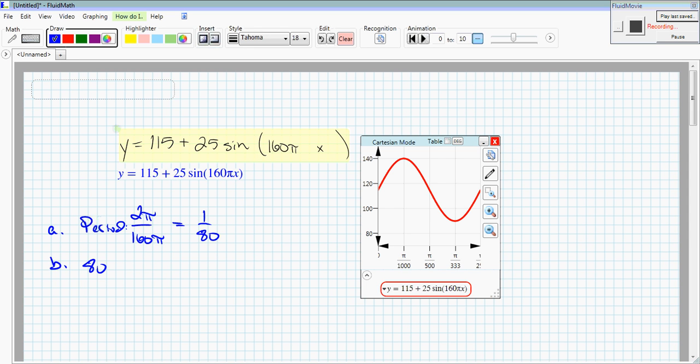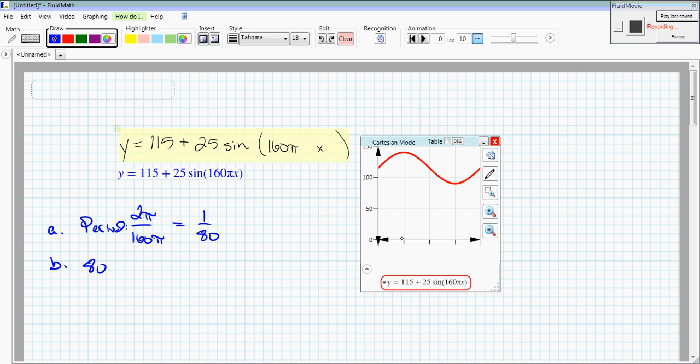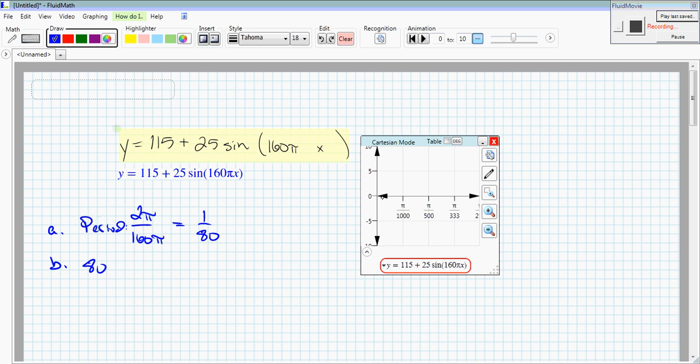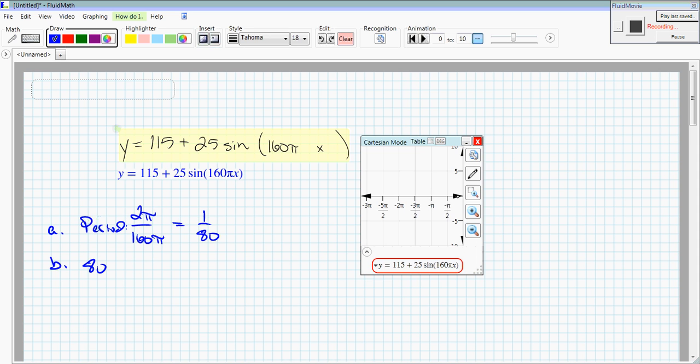Now it says to graph the function and to find the blood pressure reading. How does this compare to normal blood pressure? Alright, I'm going to go back here. Let's just say that you were on your calculator and this was 10. This was negative 10. And this was 10. Change this back to negative 10 and this back to positive 10. Okay, can't see a thing.